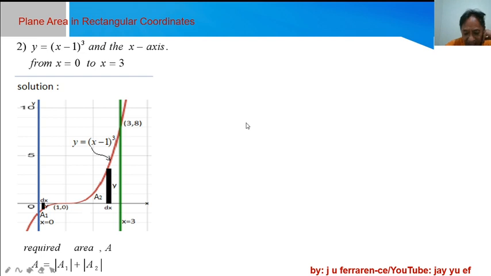Okay, let's try with A1. A1 is equal to the integral of y dx. If y is replaced with the function x minus 1 to make it integrable, with limits of integration, you look at the figure. The region is formed from 0 to the x-intercept, which is x equal to 1, so you use those as limits of integration. Doing the integration, you will arrive with the area which is negative 1/4.